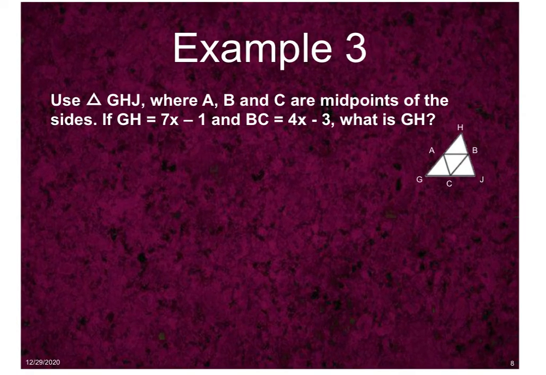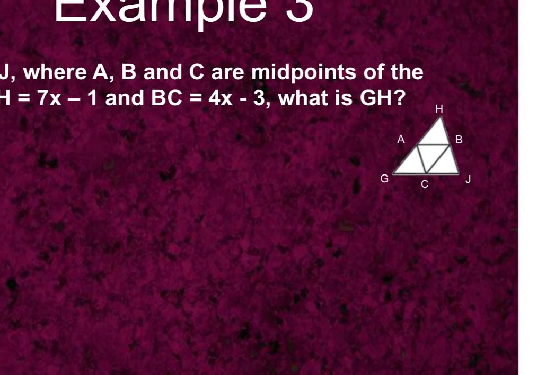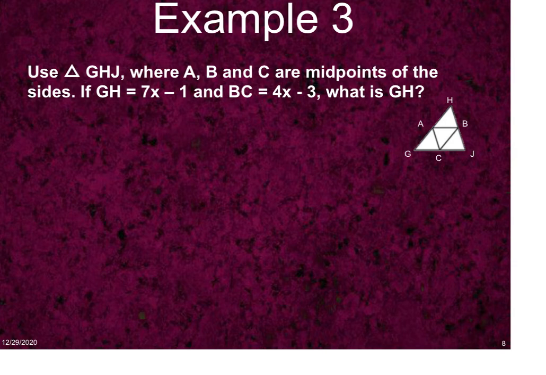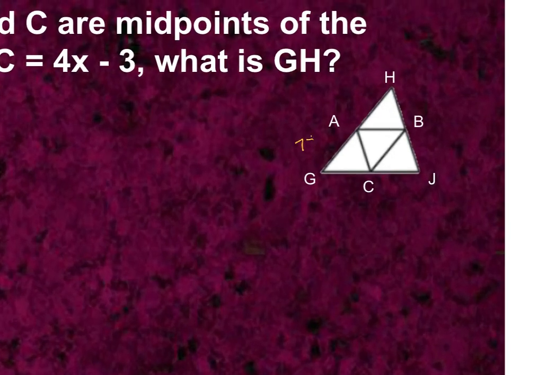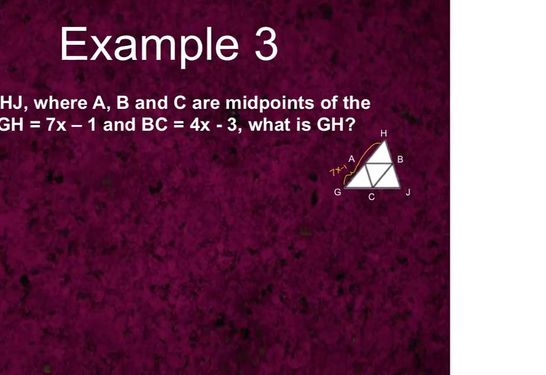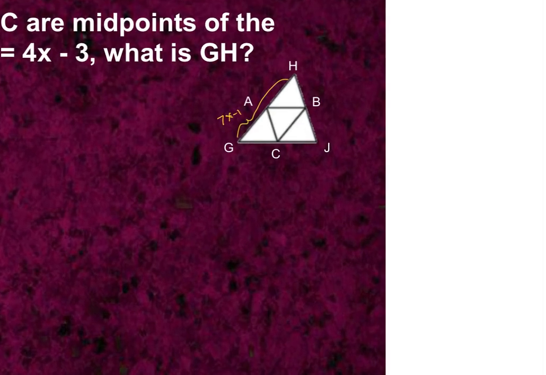Example 3. Use triangle GHJ where A, B, and C are midpoints of the sides. What is GH? So this whole side is 7x minus 1, and then BC is 4x minus 3.